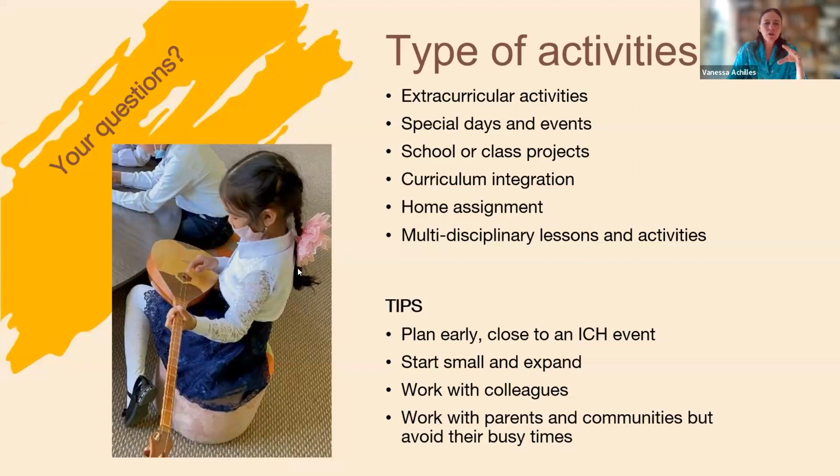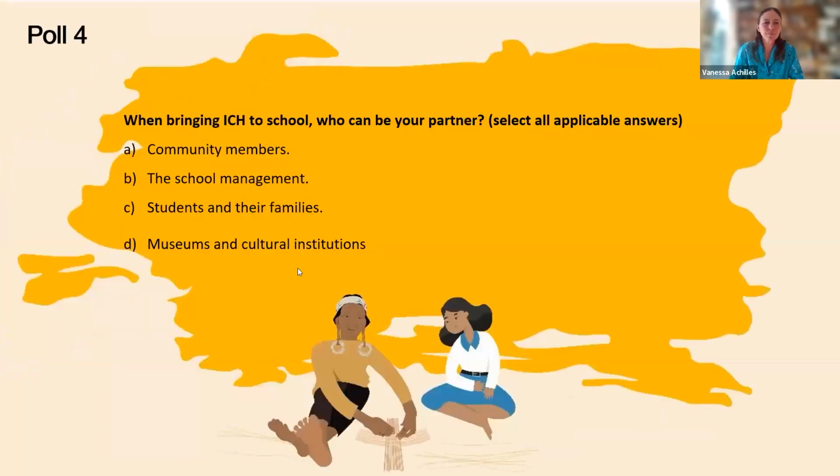Don't be over ambitious. You can start with one example or two examples, and then if you feel comfortable, you can expand and work not alone, work with colleagues, with parents, with the students. You still have to respect, of course, their busy time. During a festival, they may not be available for you to come to school because they are busy with the festival itself, but they can come before or after, for instance.